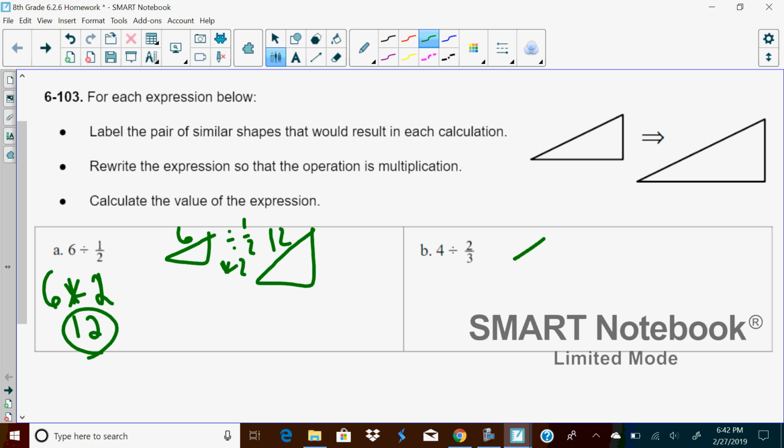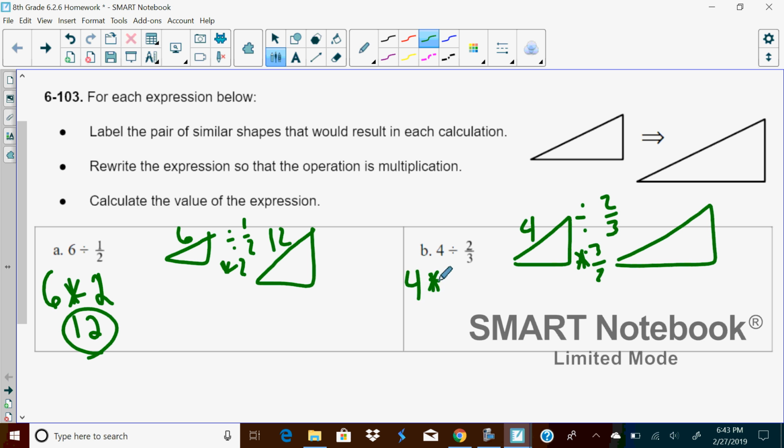This other example, this side to be 4. We're dividing by 2/3, which is the same as multiplying by 3/2. So we do 4 times 3/2, which is 12 divided by 2, or 6. This side would be 6.